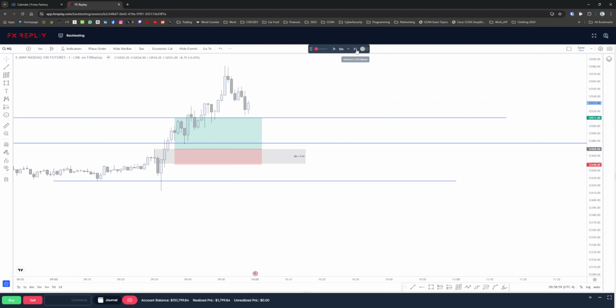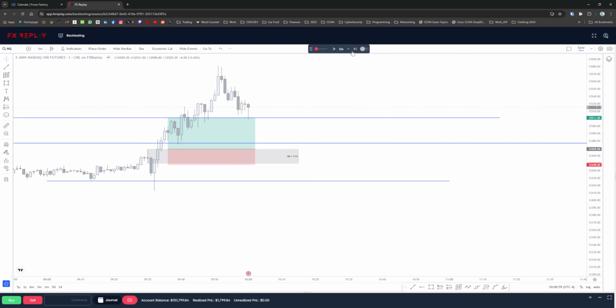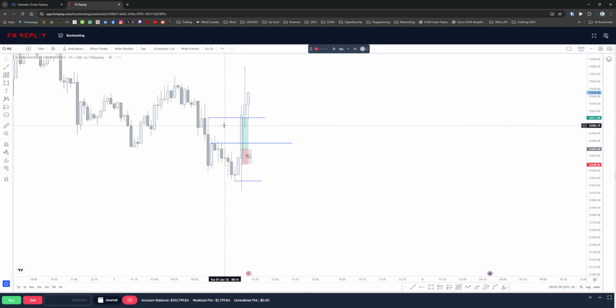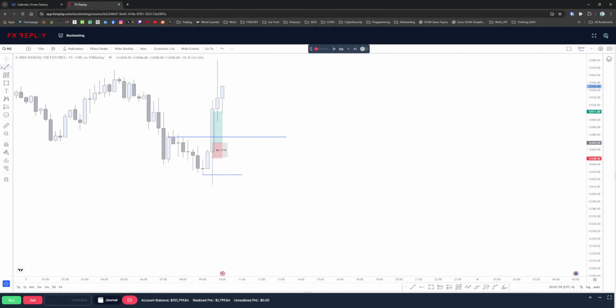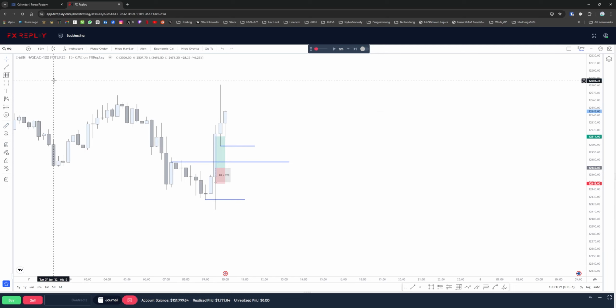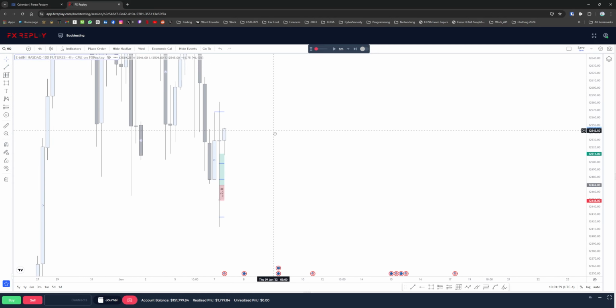Let's see what this news at 10 does. It doesn't actually do anything. The 15-minute CSD leaves an FEG. So best bet I could do, we sweep this high as well, actually. So I'd want to look for maybe a bearish setup, but I wouldn't take a bearish setup because I have a bullish bias. Look at the 4-hour.